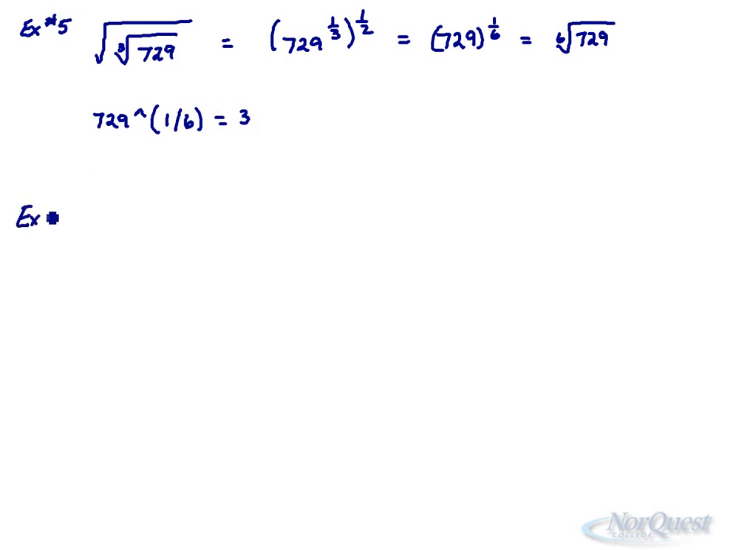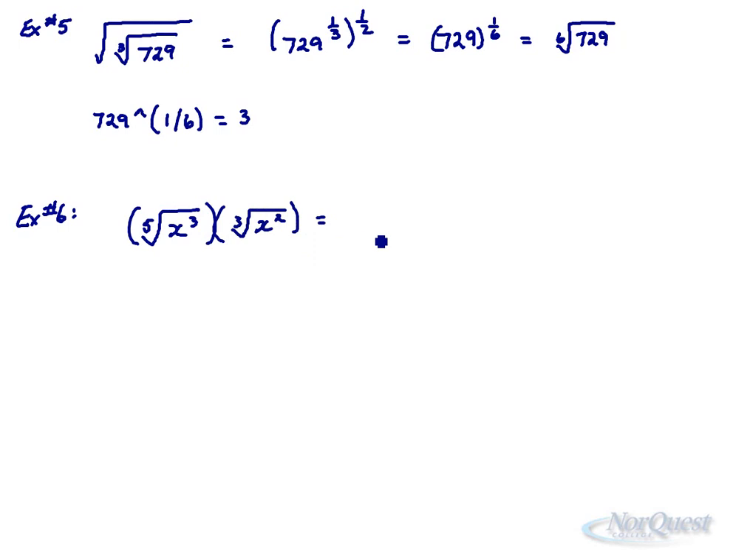Example number 6. We'll work with some variables again. We're going to look at the 5th root of x cubed, times the cube root of x squared. I always find it easier to convert these to exponential form, then simplify, than to work with the radical form.